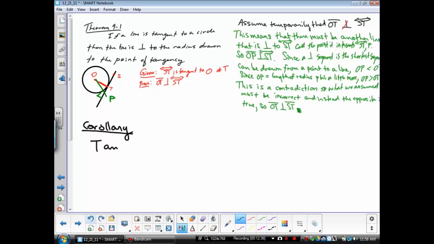I'm writing a corollary. Pay attention. I know what it says. Tangents to a circle from a point of the circle. No, it's not. Yeah. Uh-huh. Yes.